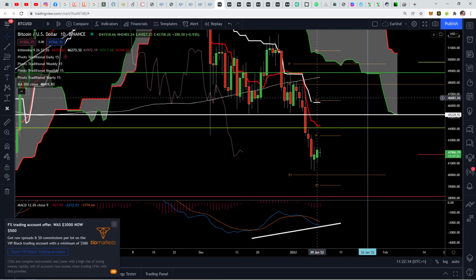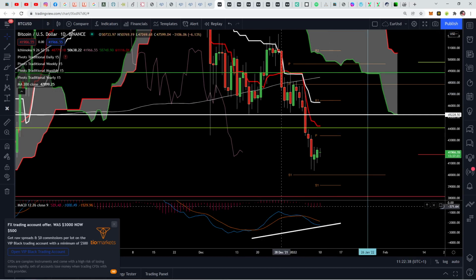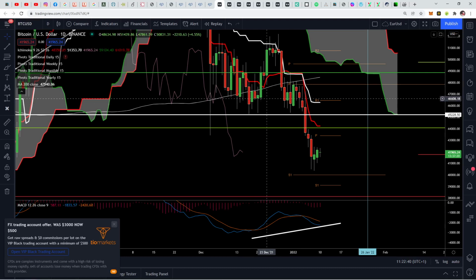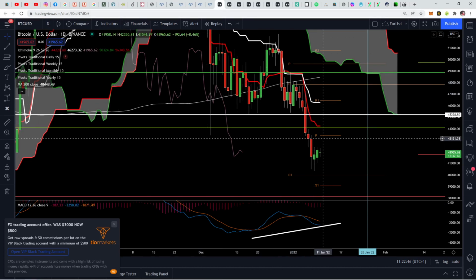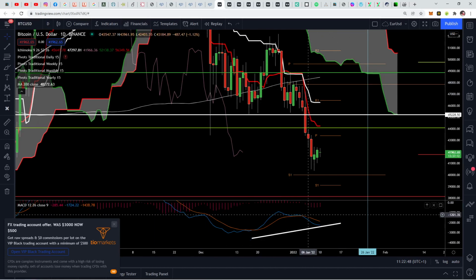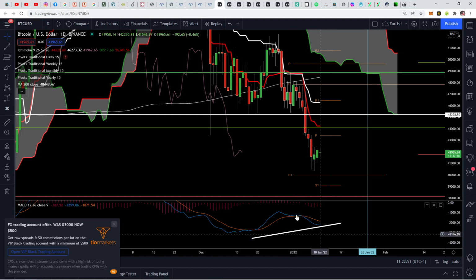This is also reflected in the MACD, how it looks, because it's pulled up by the previous bullish momentum, and that's why we also have this situation with a lack of momentum downwards in the MACD.